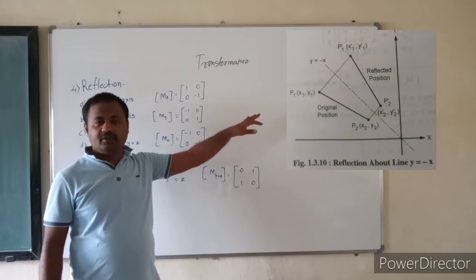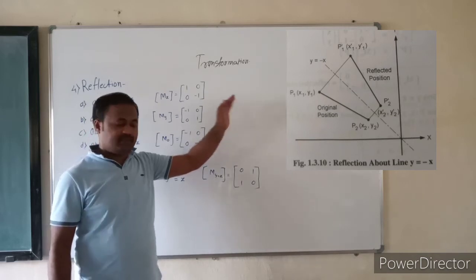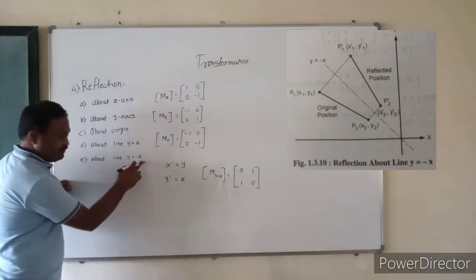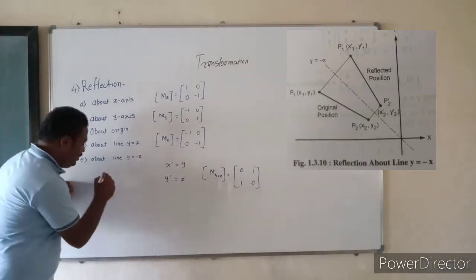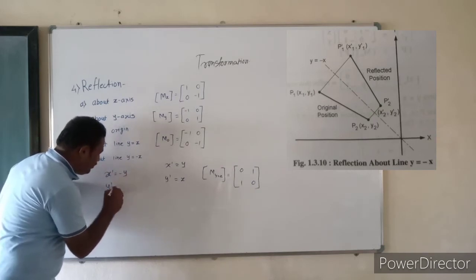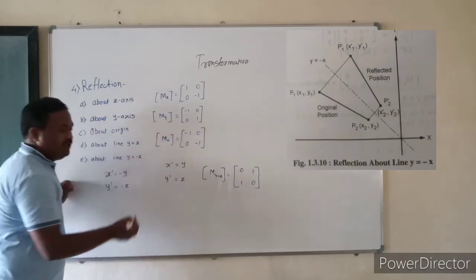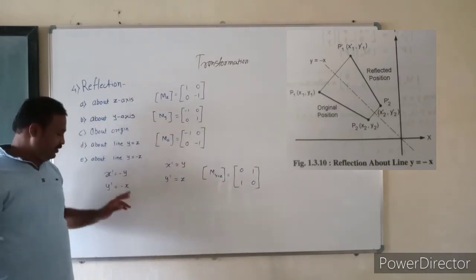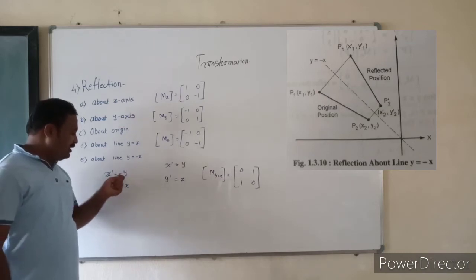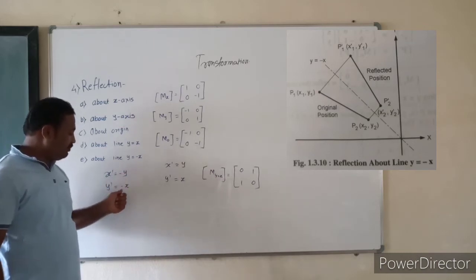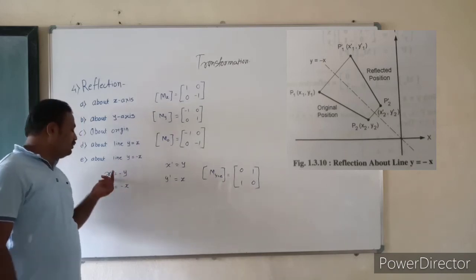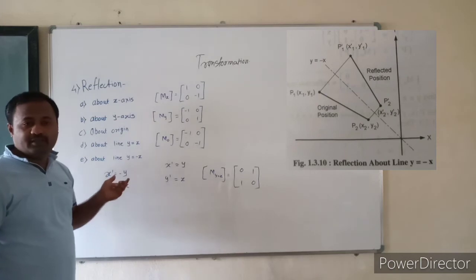Reflection about y is equal to minus x. For y is equal to minus x, x dash becomes minus y and y dash becomes minus x. Negative sign is applied with the interchange of x and y.